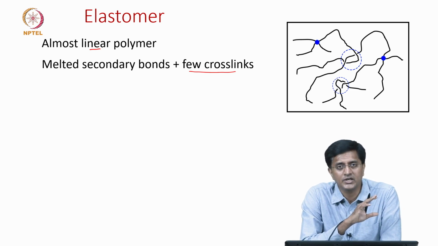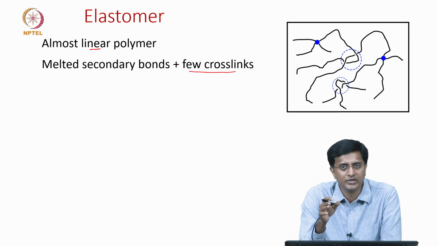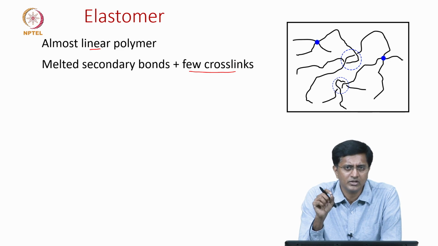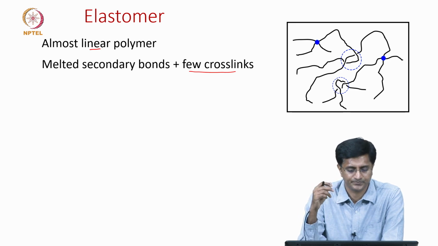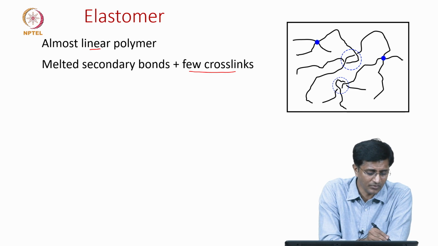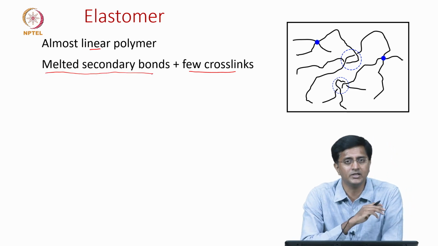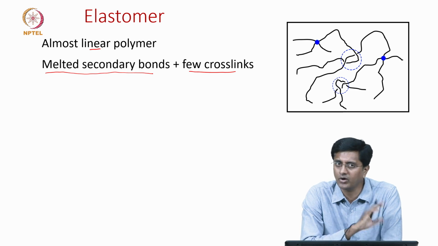Initially we started with thermosets saying that there is only secondary bonds. Then we went to thermoplasts saying that there are crosslinks but also secondary bonds. But when we come to elastomers, we do agree that there are crosslinks, but they are very few, like 1 in 1,000 or even much lesser. In addition to that, we also say that they have melted secondary bonds, meaning that there are no secondary bonds because they are already melted.